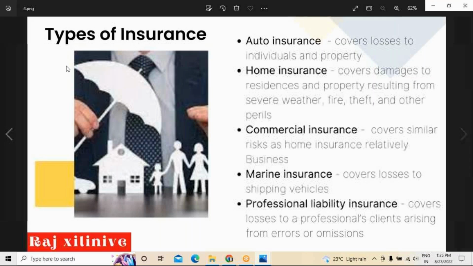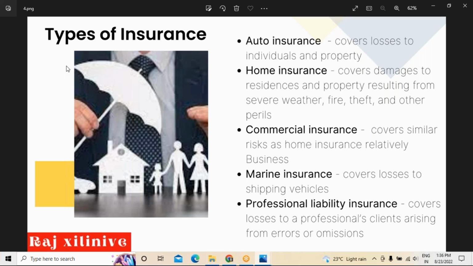Now, when we talk about property and casualty insurance, there are different types of insurances. As I mentioned, first is auto insurance, which majorly covers individuals as well as property. Whatever the vehicles, either cars, four-wheelers, or two-wheelers, all these things come under auto insurance. Auto insurance majorly covers the losses of individuals, followed by the property, which comes under that category.